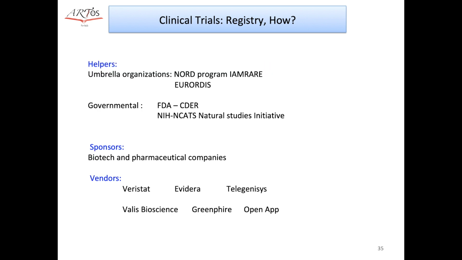Do not try to do it alone. There are organizations that will guide you through the process. NORD, for example, has the I Am Rare program, and if you are interested in an international registry for Europe, contact Eurordis. The governmental organizations such as the FDA will be of good help with the CEDAR, and the NIH have the NCATS natural study initiatives. The private sector should be sponsors because it is quite expensive, and I put some vendors here available. I listed them, 6 of them.